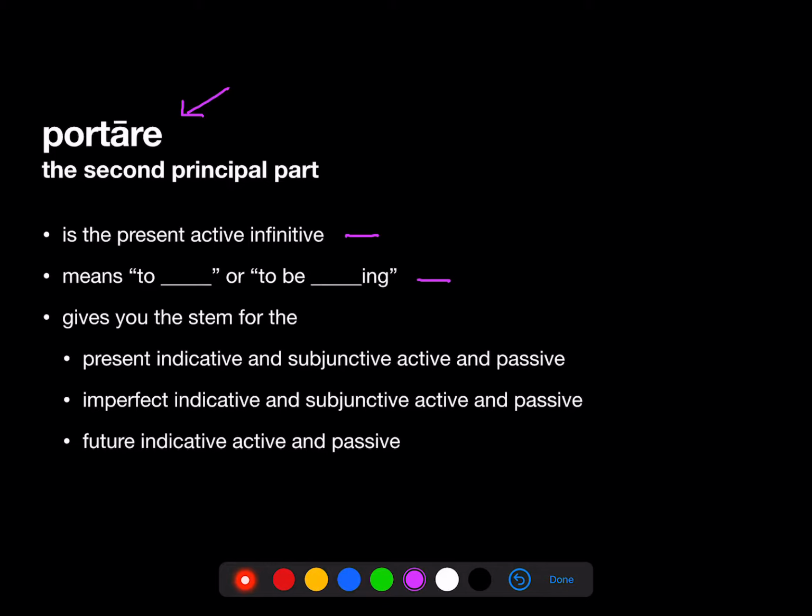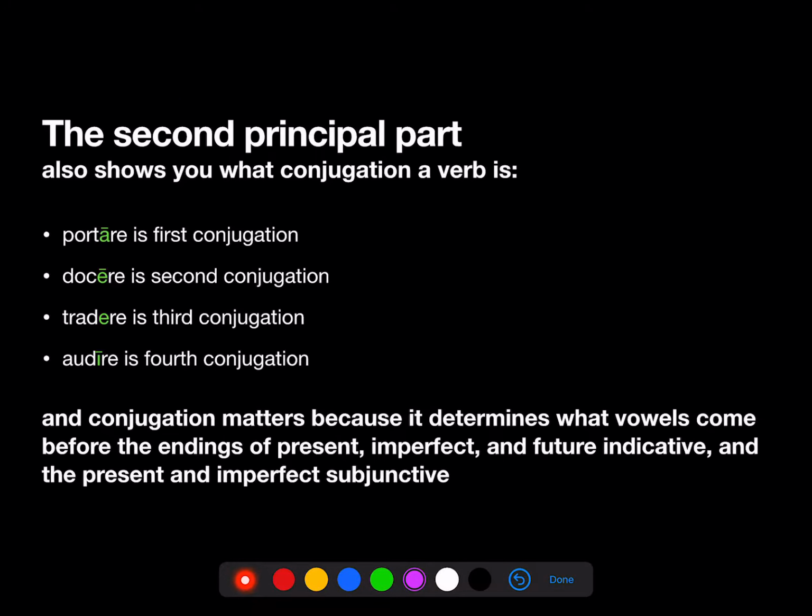The second principal part gives you the stem for the present indicative and subjunctive, active and passive, the imperfect indicative and subjunctive, active and passive, and the future indicative active and passive. The second principal part is also super important because it shows you what conjugation a verb is.